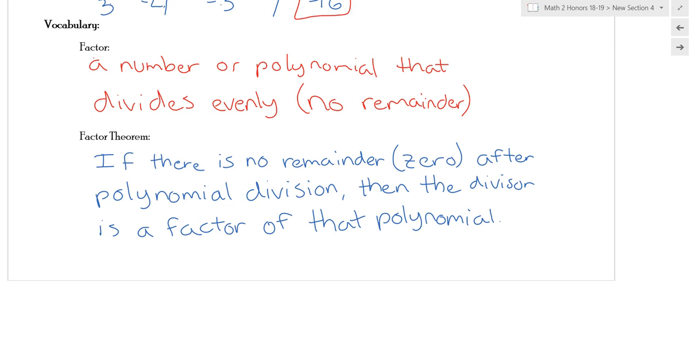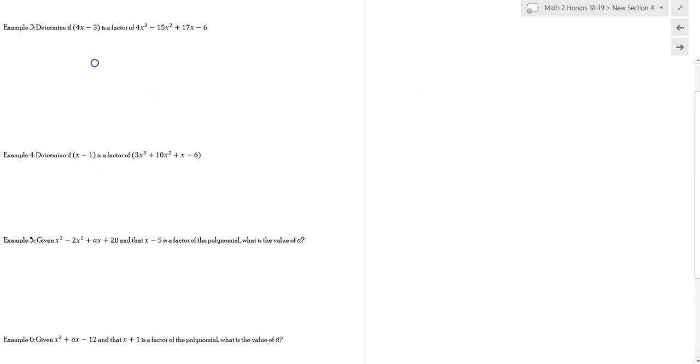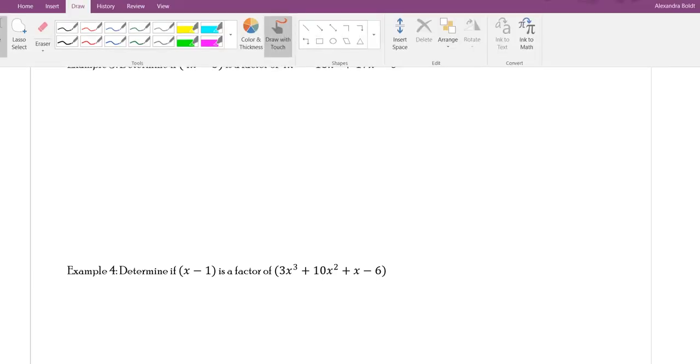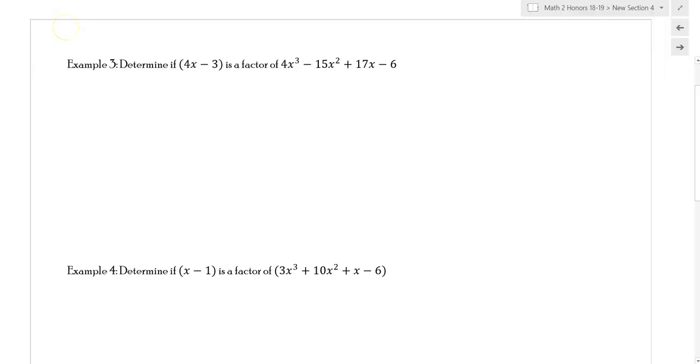Okay, so let's look at some examples of this. When you're doing these problems, you're going to have to decide if you need to use long division or if you can use synthetic division. So looking at this first one, determine if 4x minus 3 is a factor of 4x cubed minus 15x squared plus 17x minus 6. This one we are going to use long division because we have that coefficient. So I'm going to write out 4x cubed minus 15x.